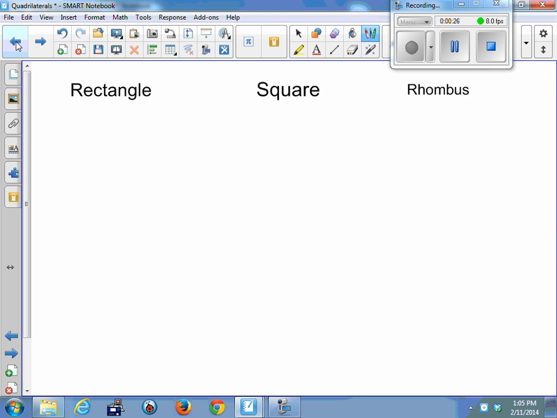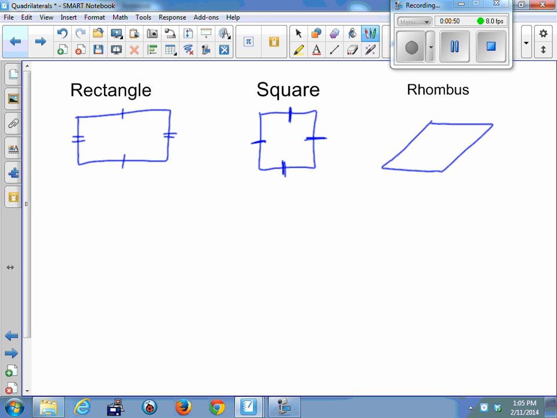So a rectangle, you should know this is a rectangle. It's kind of like an elongated square. A square, you should know, has four equal sides. The rectangle, these are the same, these are the same. The square, all four sides are the same. And a rhombus, I like to think of as a slanted square. Still all the sides are the same, but we no longer have these 90-degree angles. And that throws some things off, and we'll talk about the differences between those rectangles, squares, and rhombi.